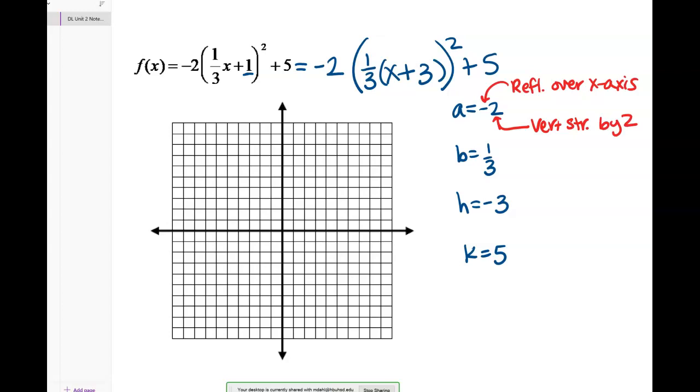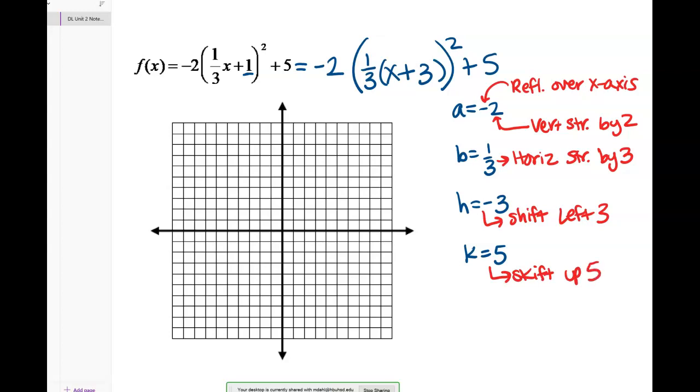b is 1/3, so no reflection there. It's a horizontal, do I want to say the word stretch or the word compression? Stretch, because it says 1/3, but how are we going to use the 1/3? As a 3, okay? So this is going to be a horizontal stretch because I'm going to be multiplying things by 3. My h value being -3 means I'm going to shift to the left 3. And my k value being 5 means I'm going to shift up 5.